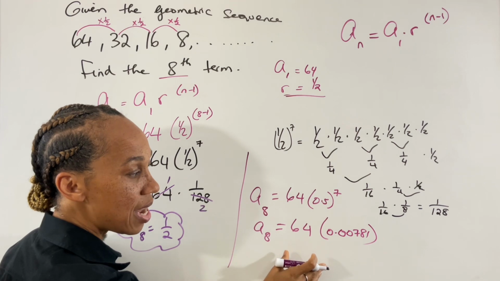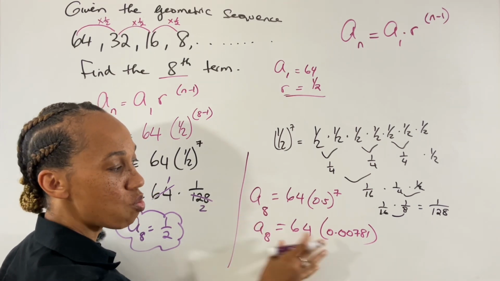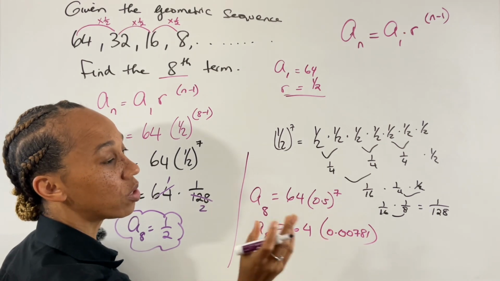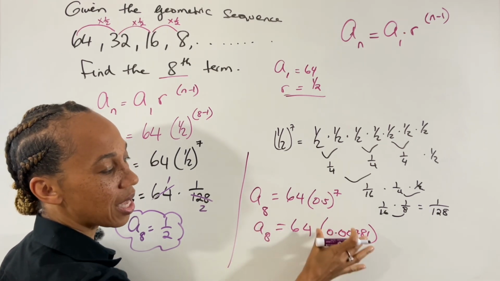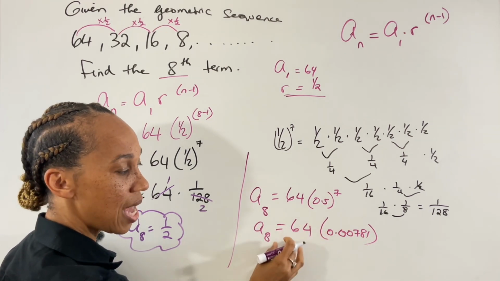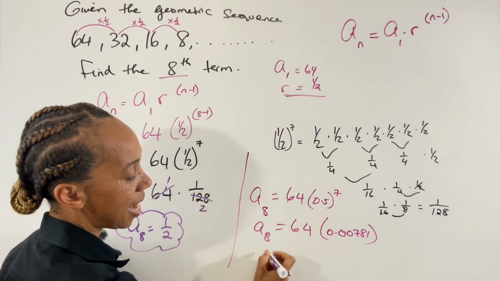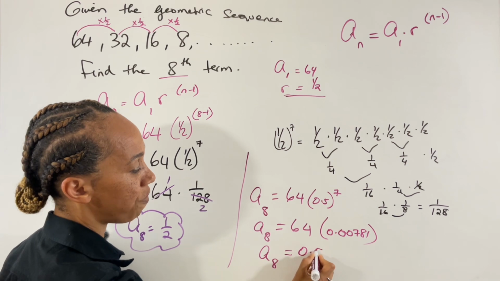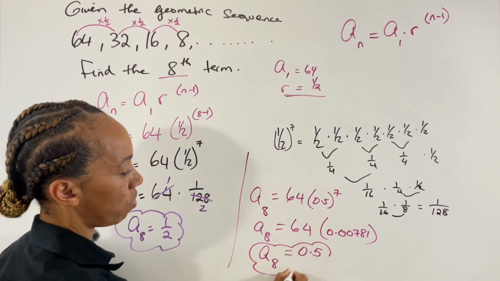Then on your calculator, I would suggest you don't round it like what I did here. All right? What I would suggest is that whatever number you have, just hit multiply by 64, and then you will end up with a sub 8 is equal to 0.5. And that would be your answer.